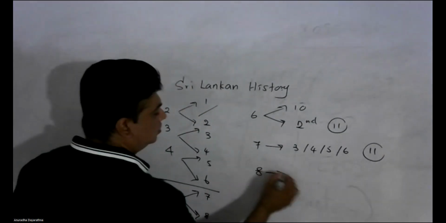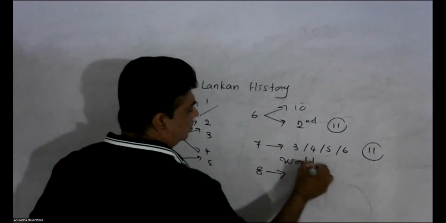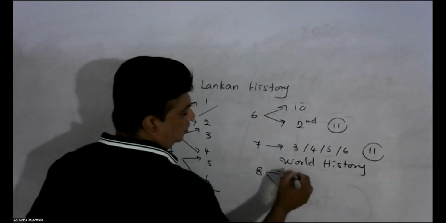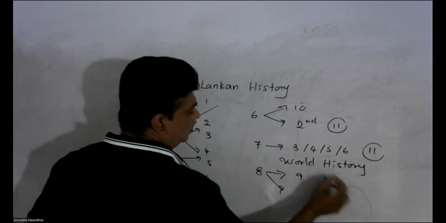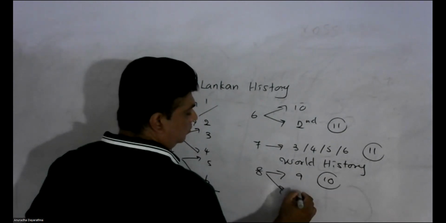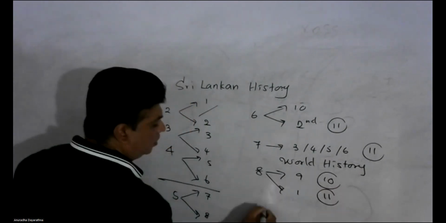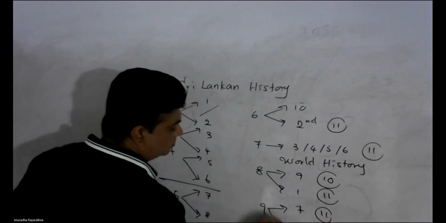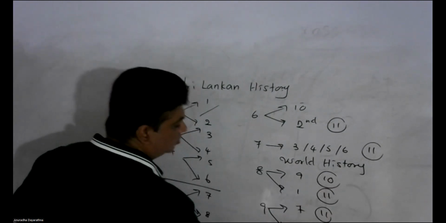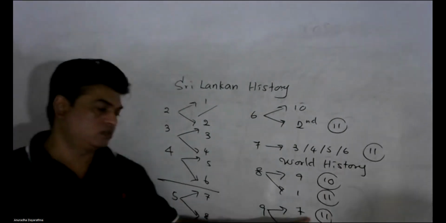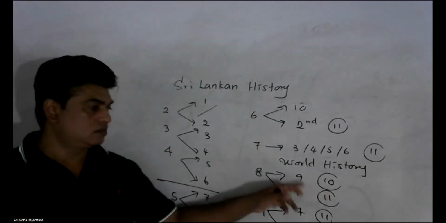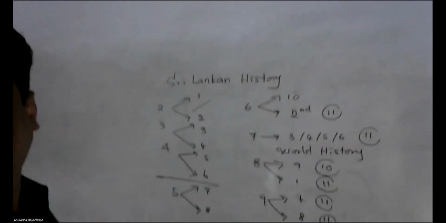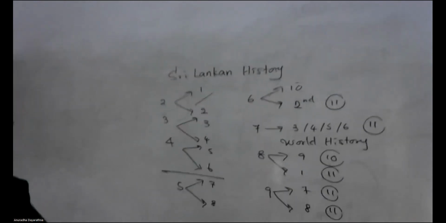And the eighth question, that is world history. So here we will be discussing the eighth question related to the 9th lesson of grade 10 and the first lesson of grade 11. And the ninth question is related to the 7th lesson and the 8th lesson of grade 11. So this is about world revolutions and world history, and this is about the Industrial Revolution or Renaissance. So this is how the schedule is.